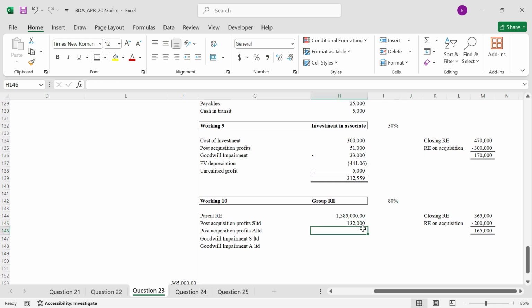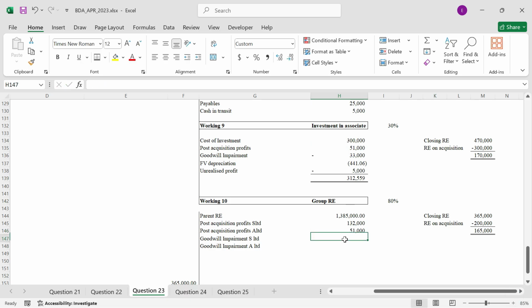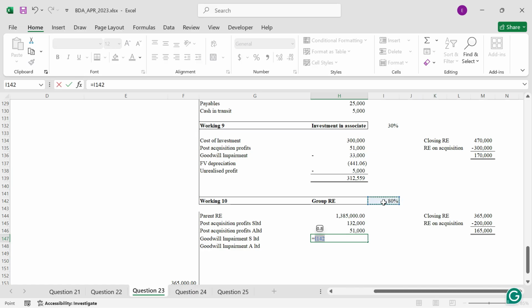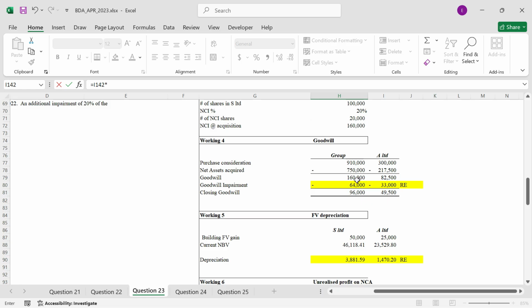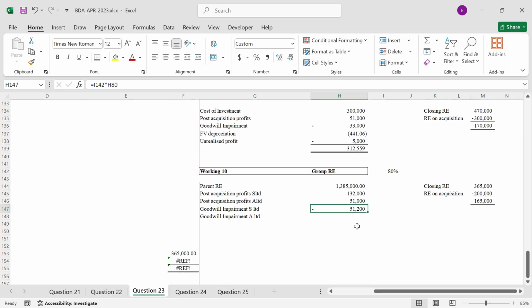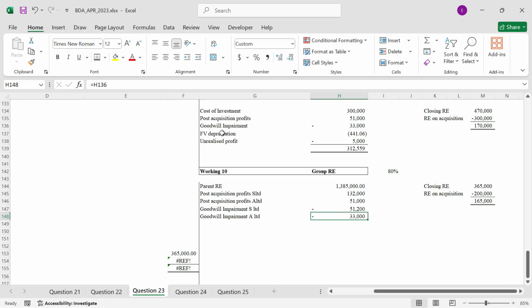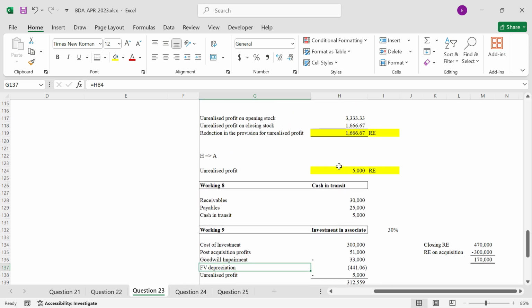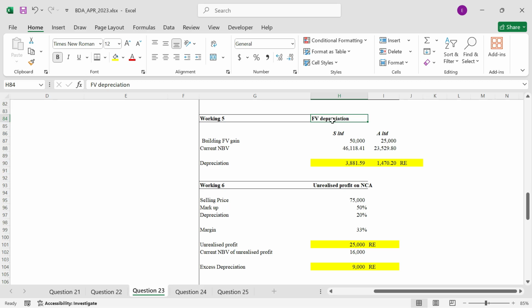Then post-acquisition retained profits in A, I already have 1,000. Goodwill impairment in S, I want 80% of the goodwill impairment, which was 64,000. The goodwill impairment in A, I already have as minus 33. I also want the fair value depreciation to that as well.